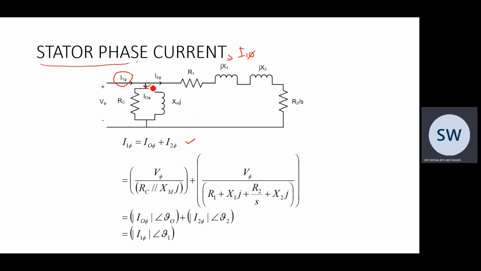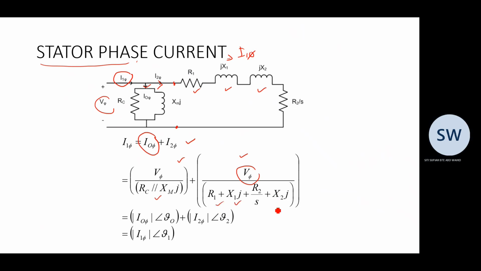For I0 phase, you use Ohm's law, V over Z. So V phase over RC in parallel with jXM will give you I0 phase. And then I2 phase, the voltage between this and this is also V phase, over R1 plus jX1 plus jX2 plus R2 over S. So at the end, you will get I0 phase, I2 phase, and lastly I1 phase.